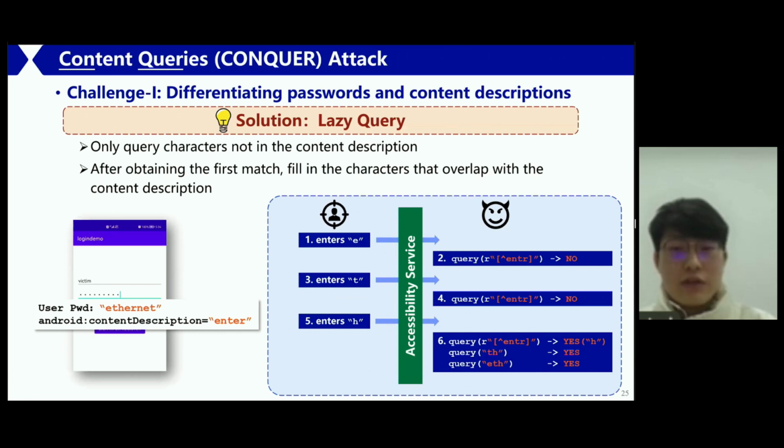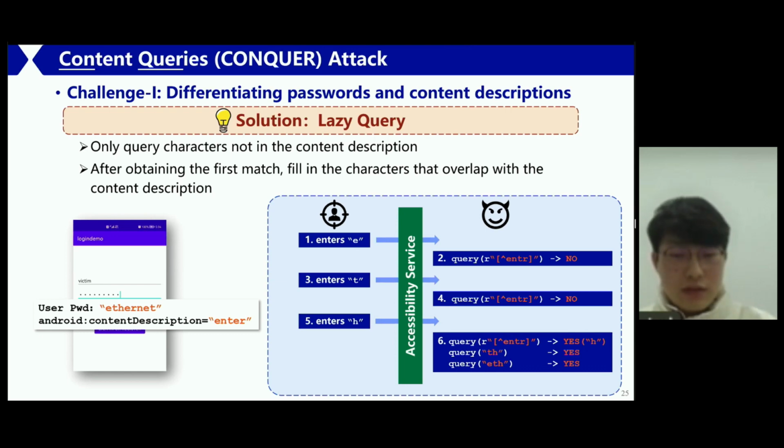To solve this challenge, we propose the lazy query algorithm. The intuition behind this algorithm is that content descriptions are usually short phrases with few characters. If the query on a character that is not in the content description succeeds, we know for sure that this character must be in the password, and we can get the rest of the password normally. Therefore, we only query characters that are not in the content description first. If the user enters a character that's in the content description, it's ignored. And once we obtain the first match, we can recover all these ignored characters by enumerating all characters that are in the content description again.